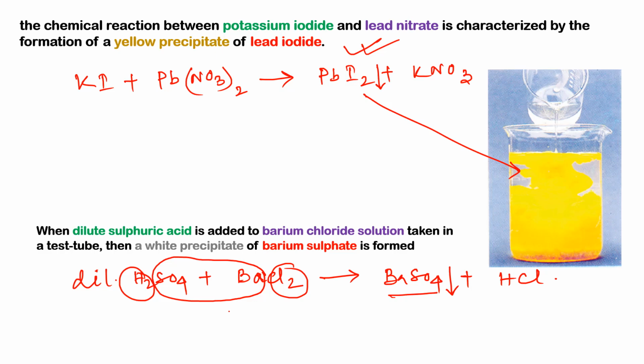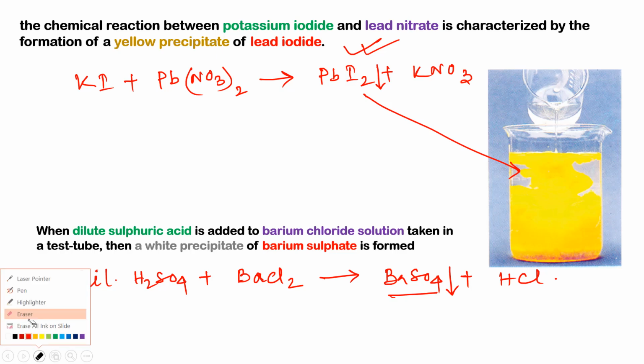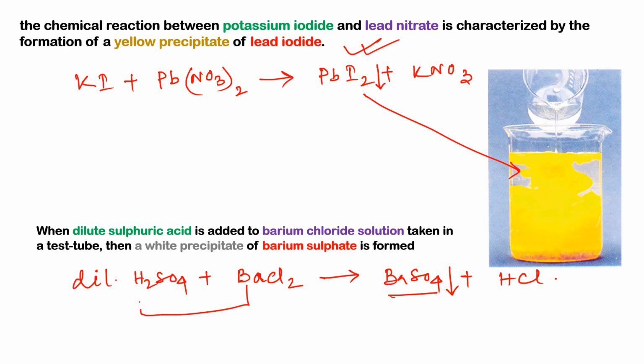Let me tell you again, here sulfuric acid is reacting with barium chloride. Now if I remove that circle, I hope it will be better to understand, right? Here a hydrogen is replaced by the barium and barium is replaced by the hydrogen. So it's a double displacement reaction. As you can see on the product side, we get barium sulfate, a white color precipitate, and some hydrochloric acid.